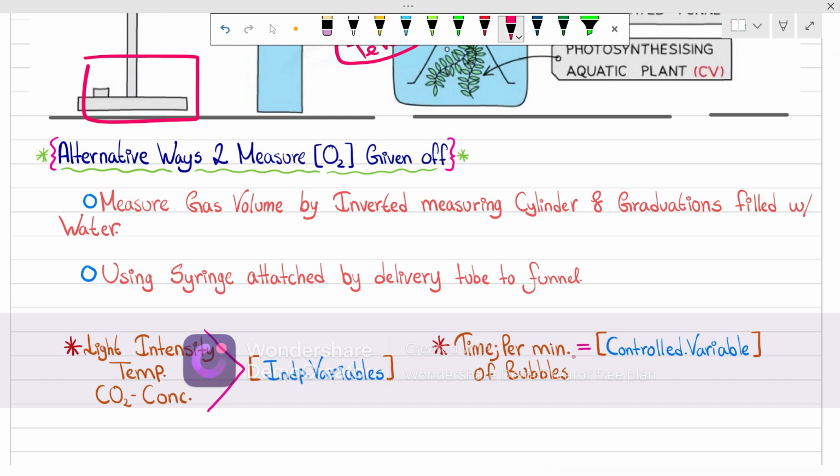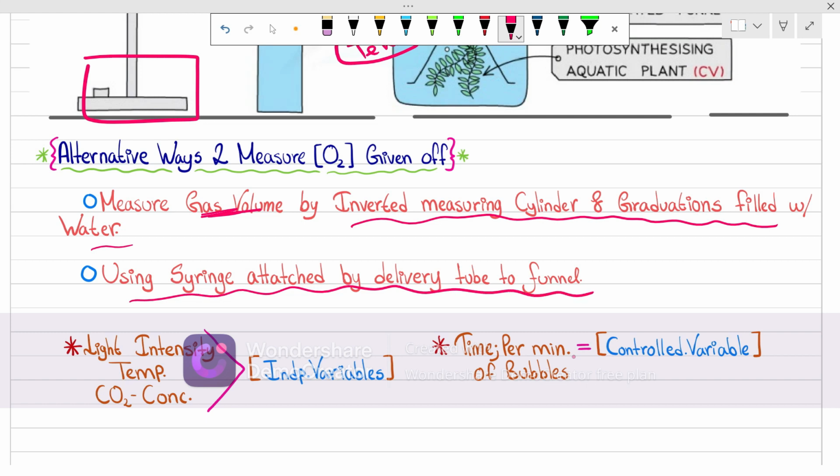There are two other ways to measure the oxygen given off. The first one is measuring the gas volume by an inverted measuring cylinder with graduations, filled with water, or using a syringe attached by delivery tube to a funnel.